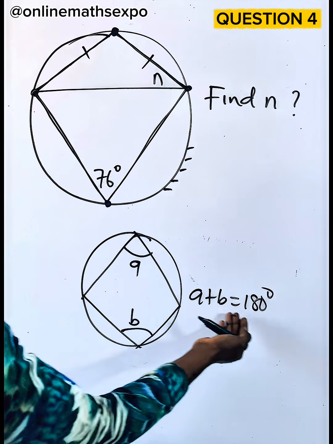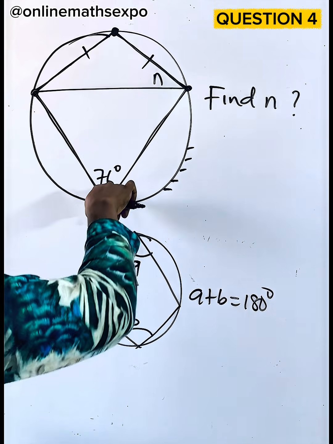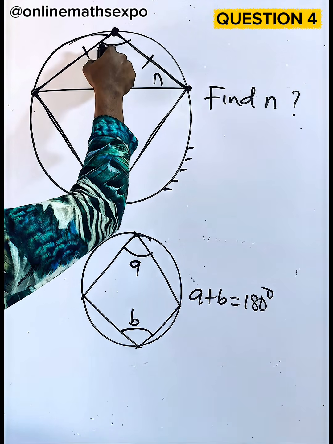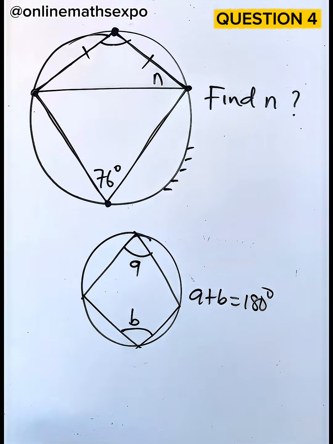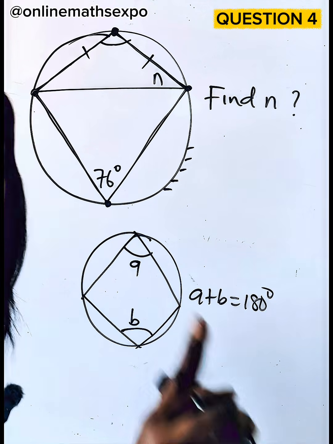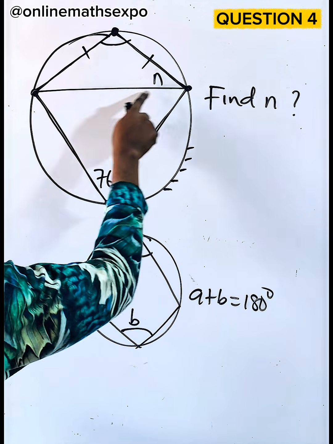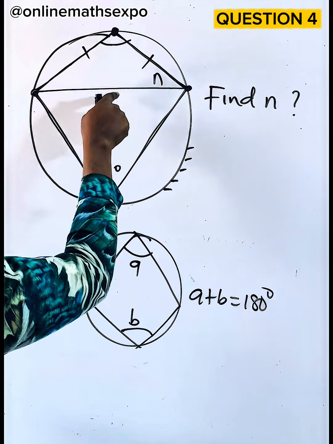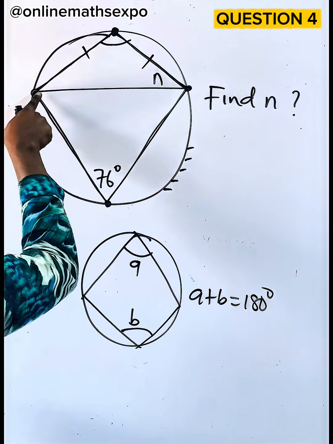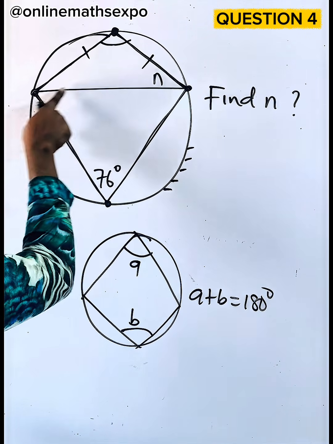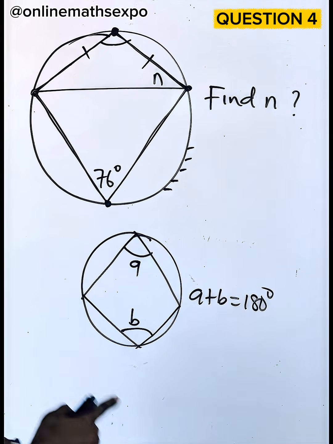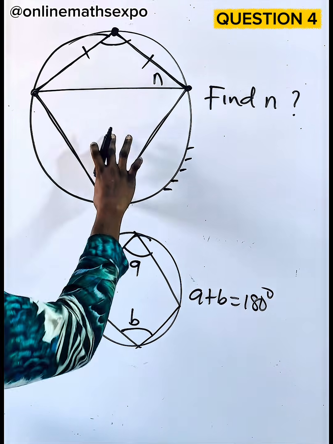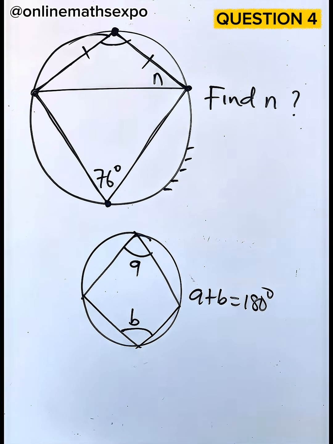Now, if this is true, this one is already 76. How do we find this angle? When we find this angle, it will help us to get the value of n. Remember, this line is not a diameter because there is no center or any point that shows you the center. So don't call it a diameter, please. This is a chord. So to get this value, just add these two together and it should be equal to 180.